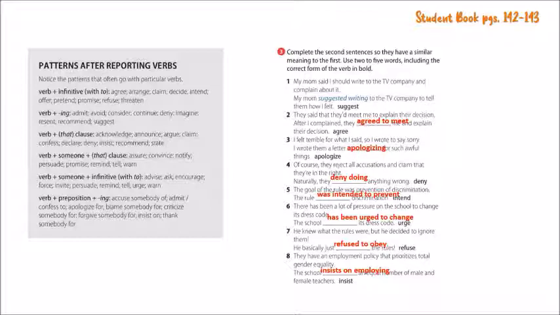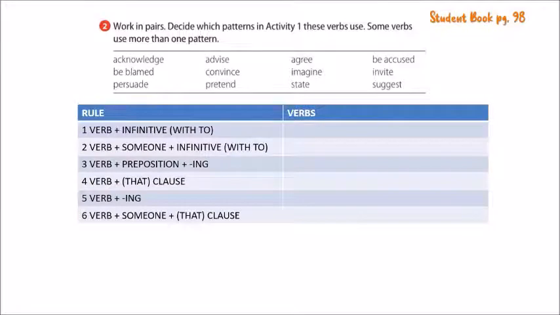I think this is kind of clear to all of us, but we need to learn the verb patterns, the reporting verbs followed by the verb, okay? Good. Okay, so let's move on to number 2, and it says to work in pairs and decide which patterns in activity 1 these verbs use. Some verbs use more than one pattern. So we have acknowledged, be blamed, persuade, advise, convince, pretend, agree, imagine, state, be accused, invite, and suggest.